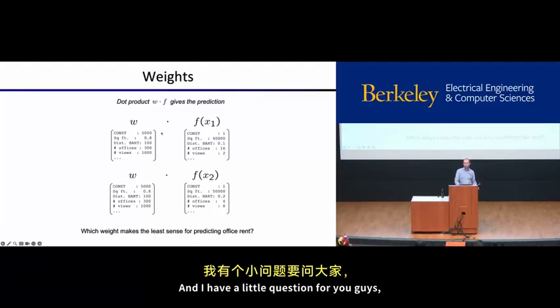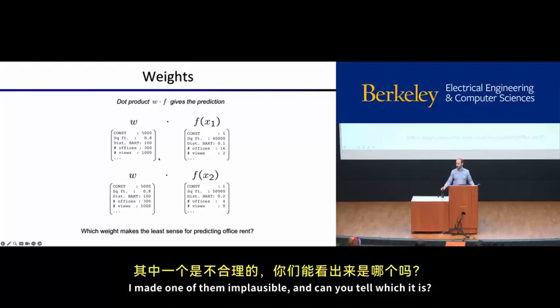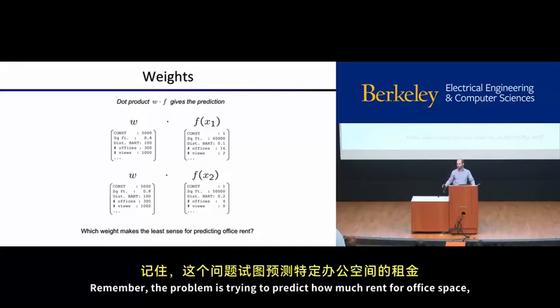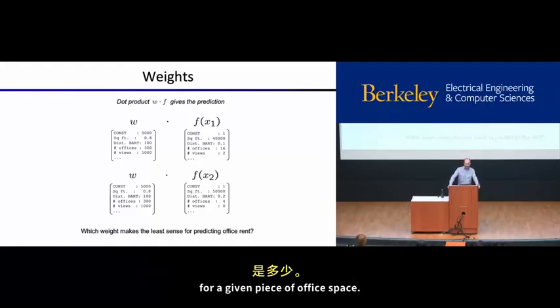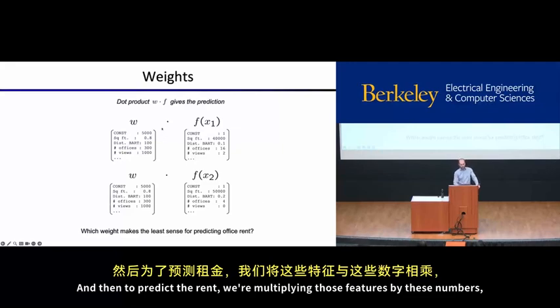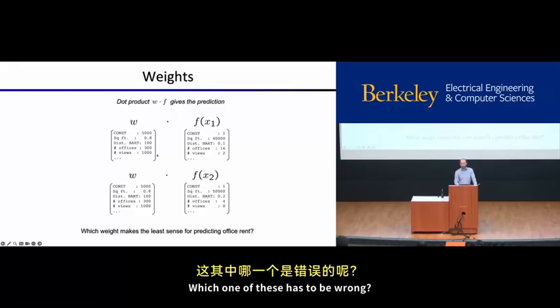And I have a little question for you guys, which is when I was just randomly making up the weight vector here, I made one of them implausible. Can you tell which it is? Remember, the problem is trying to predict how much rent for office space, for a given piece of office space. These are the features that we have for different offices. And then to predict the rent, we're multiplying those features by these numbers, adding them all together. Which one of these has to be wrong?